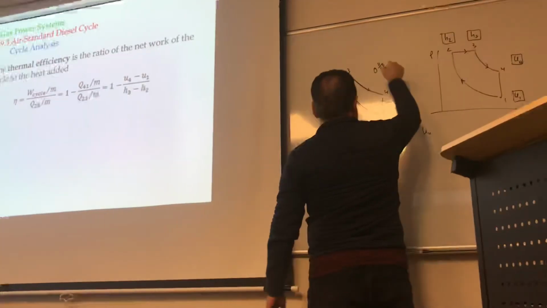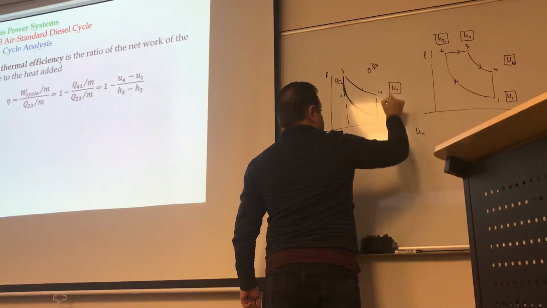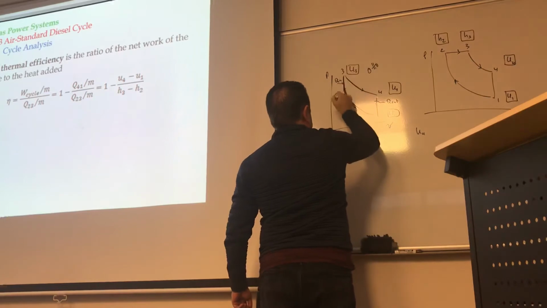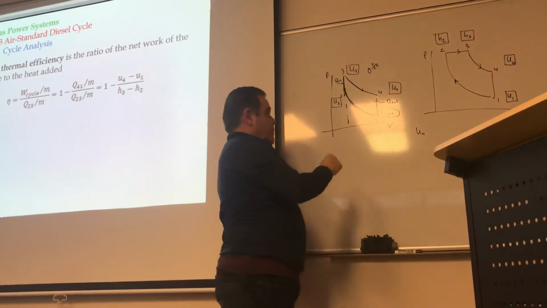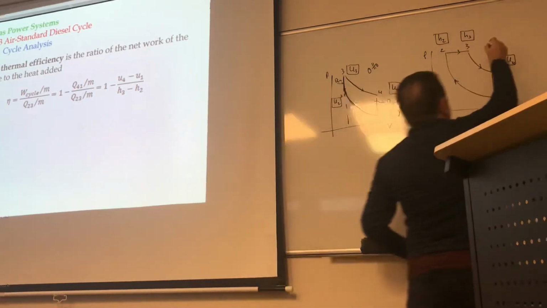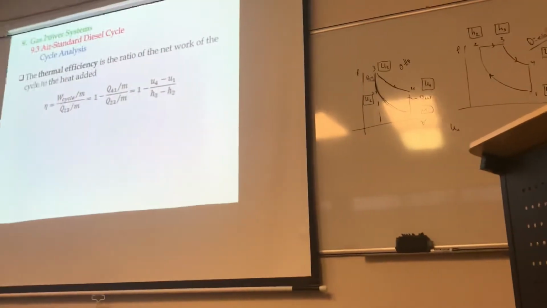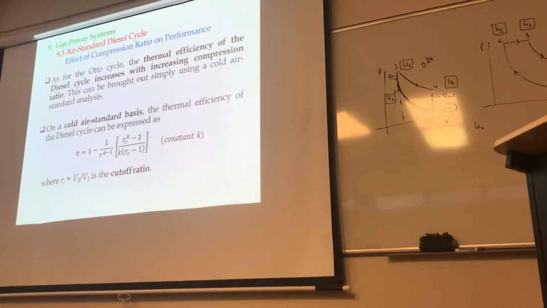As opposed to an Otto cycle, in which you really need to find U4, U1, U3, and U2. Okay? These are the only quantities that you need to evaluate for an Otto cycle, right? And for a diesel cycle, obviously you need to have these values because that's how you would calculate the efficiency. And as for the Otto cycle, the thermal efficiency of the diesel increases with the increasing compression ratio. This is just an FYI, right?